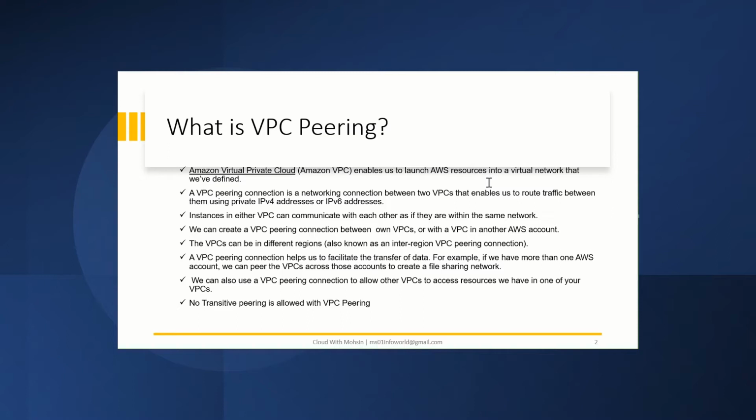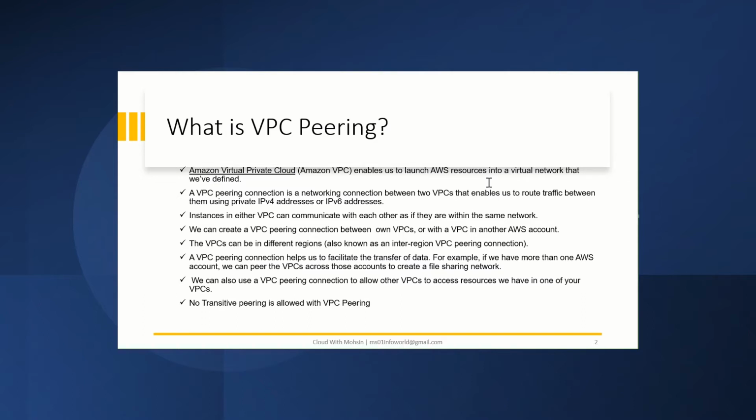Amazon Virtual Private Cloud enables us to launch AWS resources into a virtual network that we have defined. By default, there is a VPC that AWS provides, and if we want to create or customize our own VPC, we can make use of this. If you are still not aware of what a VPC is and how we create it, I would recommend you check out my previous video that talks about what a VPC is and how we can customize our own VPC. You will definitely learn all about that.